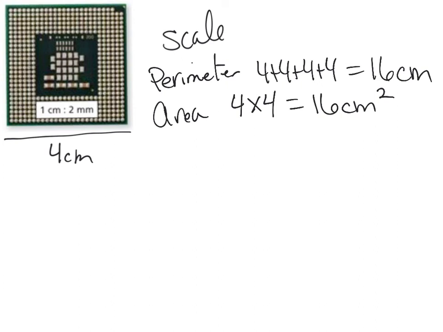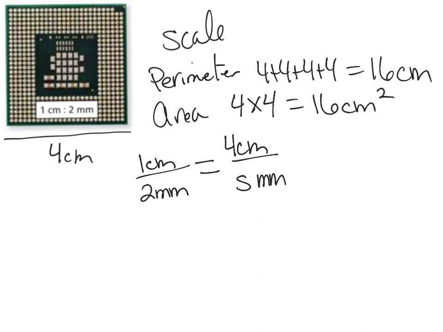So let's determine how we're going to find the actual perimeter and actual area of the real computer chip. 1 centimeter is 2 millimeters, so we're actually getting smaller. The real computer chip is smaller than the scale drawing. Our scale is 1 centimeter to 2 millimeters, and I know that one side is 4 centimeters long. So what is the side of the actual one? I can do cross products, and I'm going to end up knowing that the side is 8 millimeters in length.